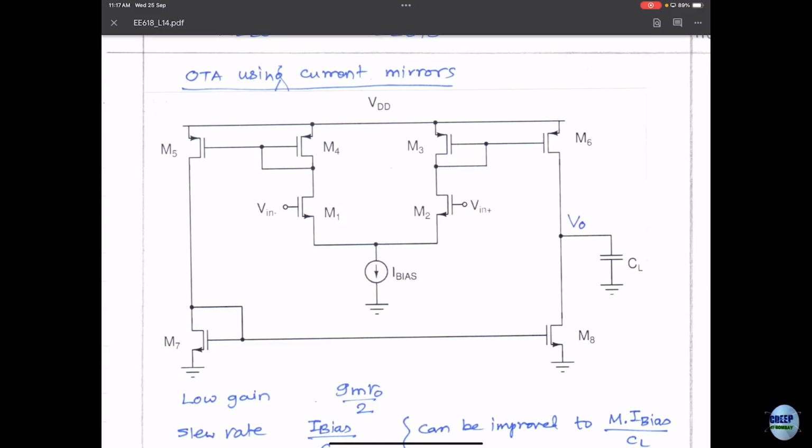This particular op-amp, let's say, if we are using it for slew rate, what is the slew rate decided by? Bias current and the capacitor CL, right? I bias by CL. So if we want to improve slew rate, let's say you are designing an A2D converter which is super high speed, you have a very short amount of time to settle. Which means what do you have to do then? There is no other remedy at your disposal other than increasing I bias. Is that clear? So you just jack up the I bias as much as possible.